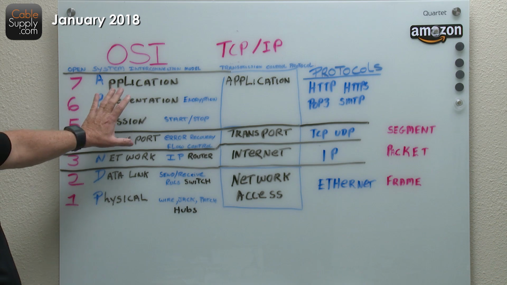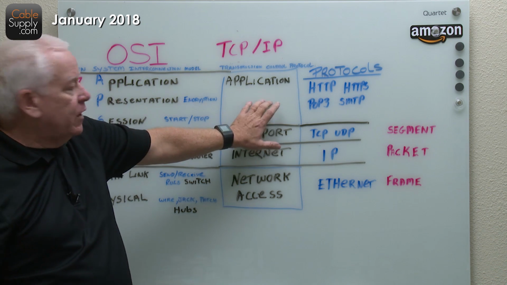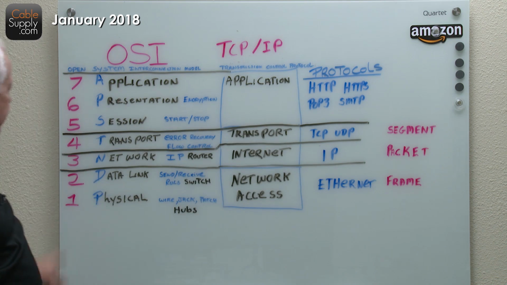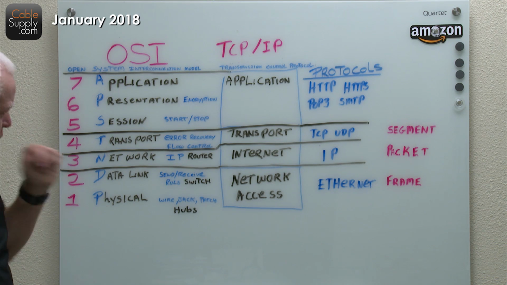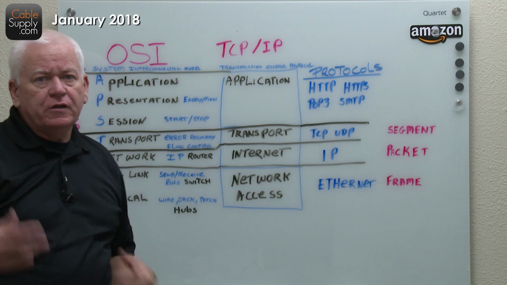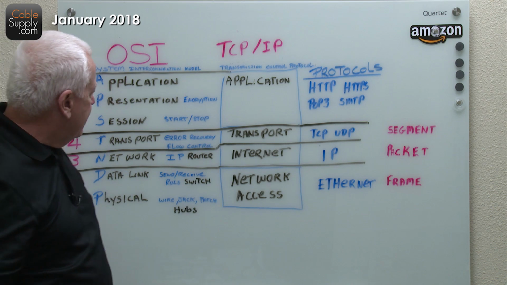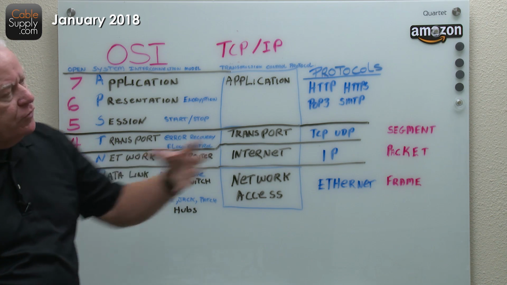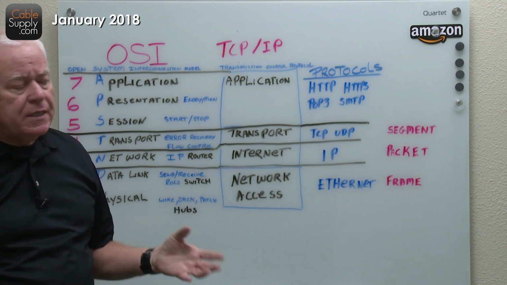But really, this model is not used today. This is the model that's used today. And then, of course, the next thing is going to be IP. This is where your addresses are, your send and receive addresses, things like that. When routers communicate to each other, they're going to be using IP.